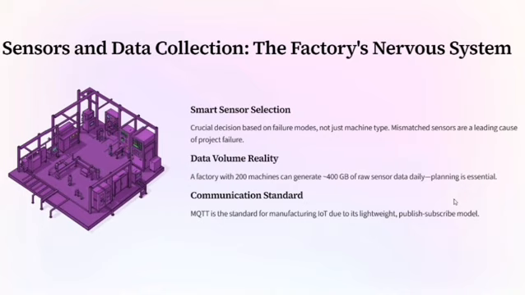Data volume reality. Factories generate a huge amount of data. Example, 200 machines generate around 400 gigabytes of data per day. So proper planning is needed. Communication standard. Here, MQTT is used to send data. It is lightweight, fast, and works well for IoT systems.